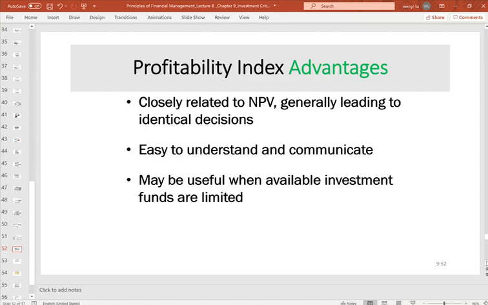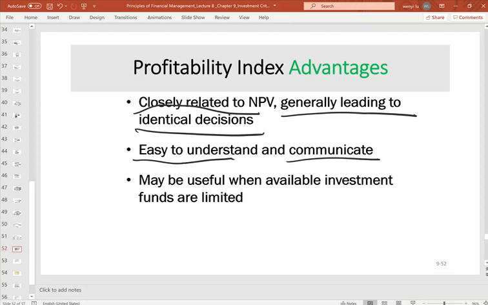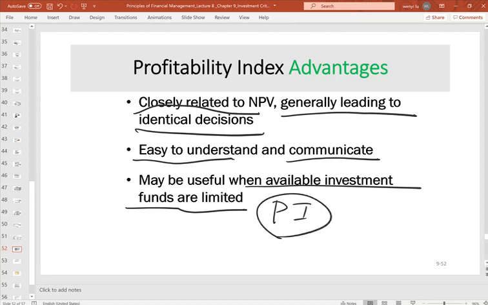What's the advantage of the profitability index? This index is closely related to the NPV method. They generally lead to identical decisions. And the PI index is very easy to understand and easy to communicate. It is also useful when available investment funds are limited, so you will choose a project with a higher PI, with more inflows than outflows.